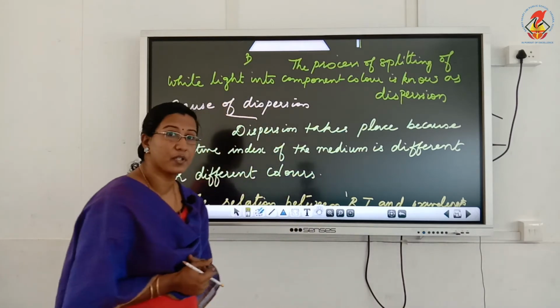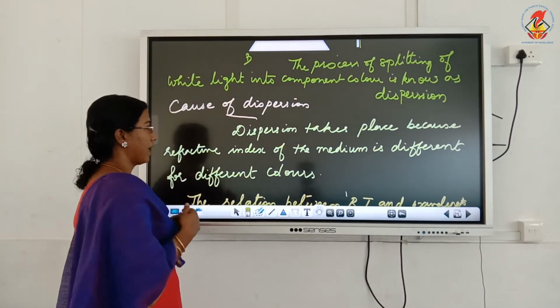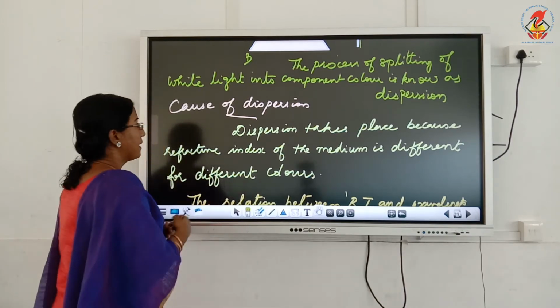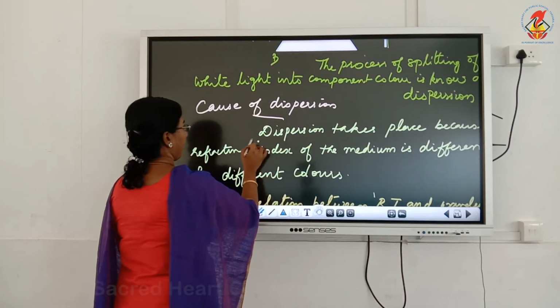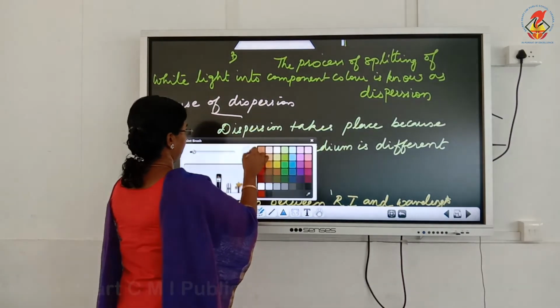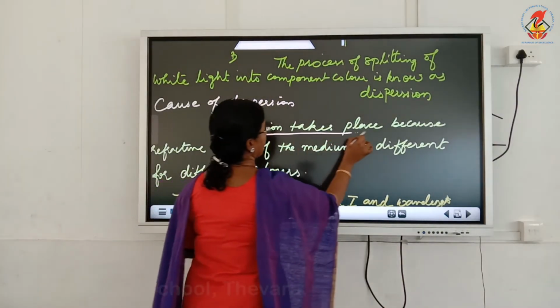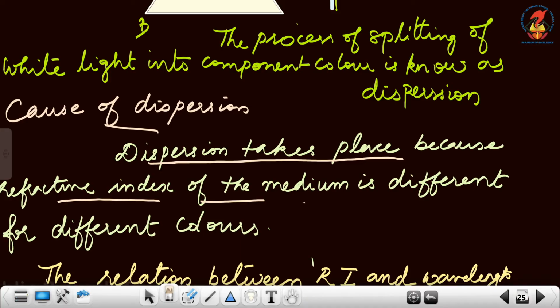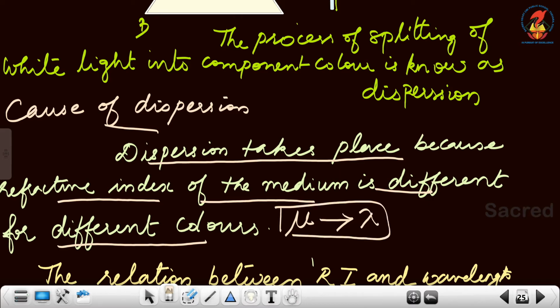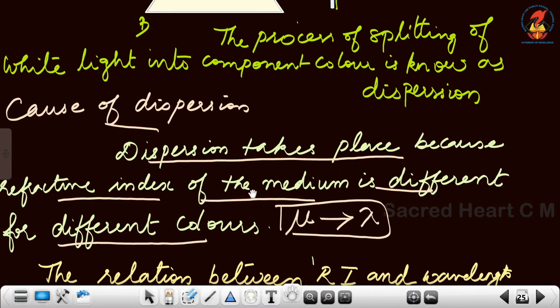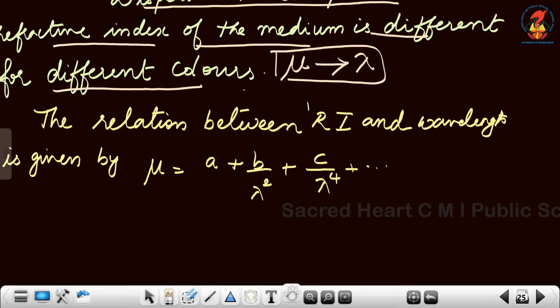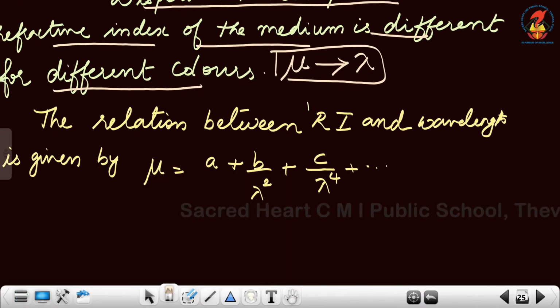So what creates dispersion when light passes through a prism or when light passes through a refracting medium? Dispersion takes place because the refractive index mu of the refracting medium is different for different colors. The refractive index mu of the medium for different colors is different, or in a sense it depends on the wavelength of the color. Now the relation between the refractive index and wavelength is given by the relation known as Cauchy's relation.